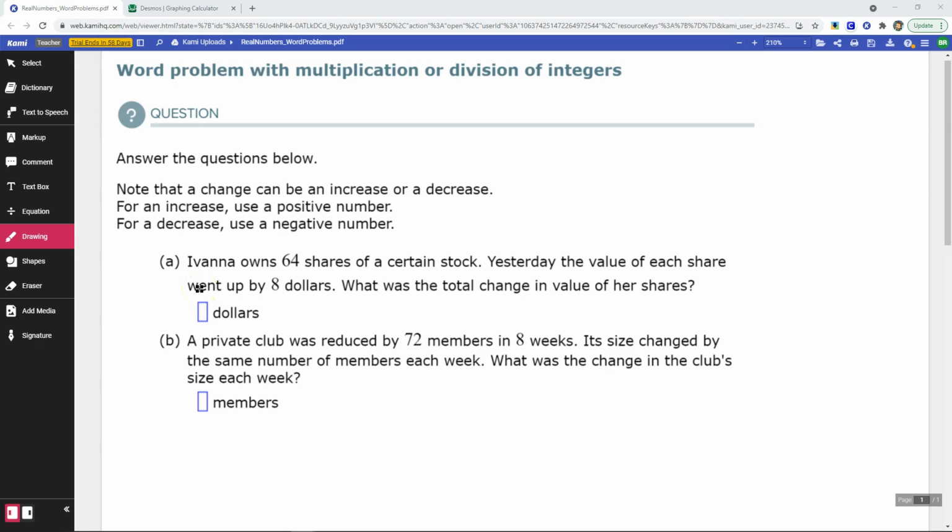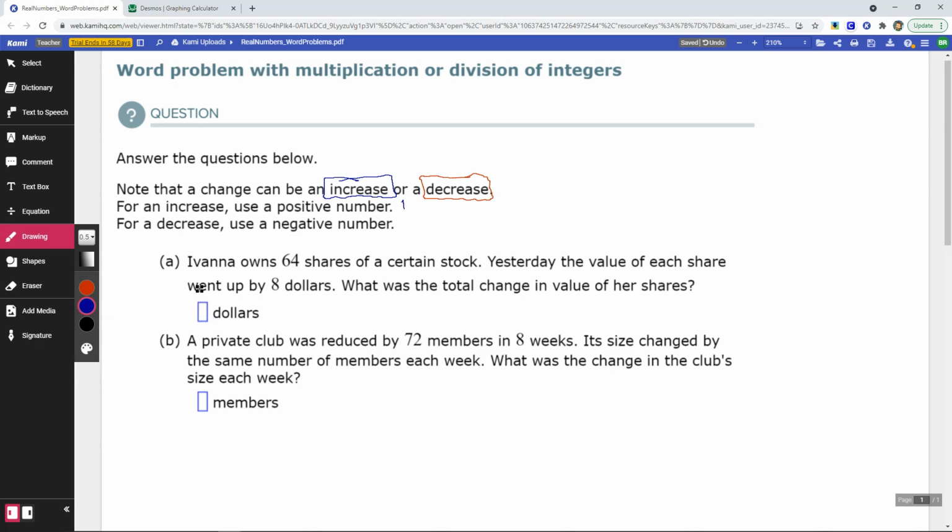Okay, this is for the word problems with multiplication or division of integers from the Real Numbers PySlice in Alex. So we first need to read the directions, answer the questions below. Note that a change can be either an increase or a decrease. So for an increase, we are going to use a positive integer. For a decrease, we're going to use a negative integer.